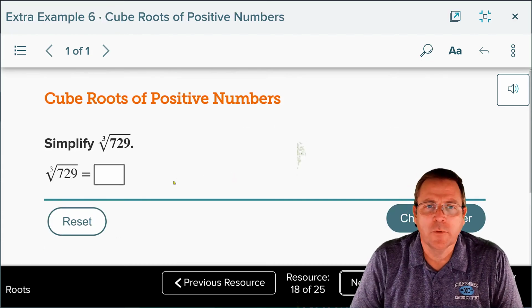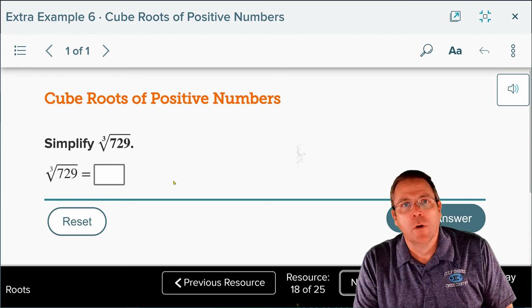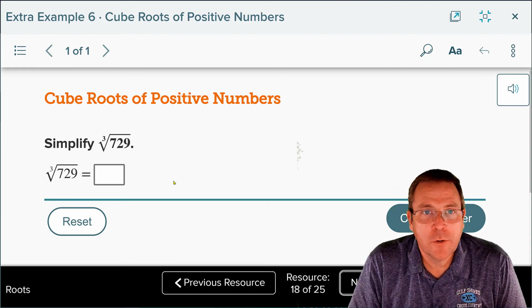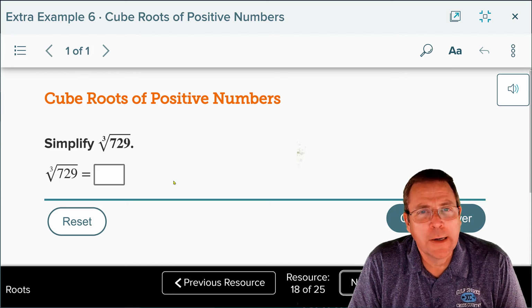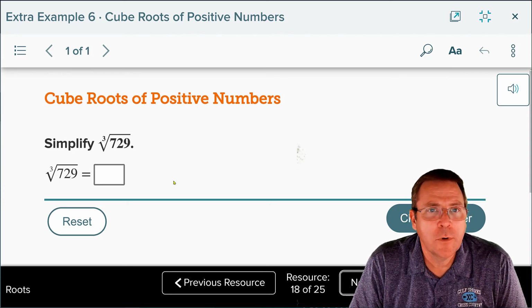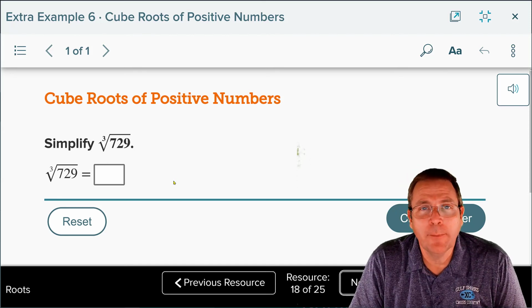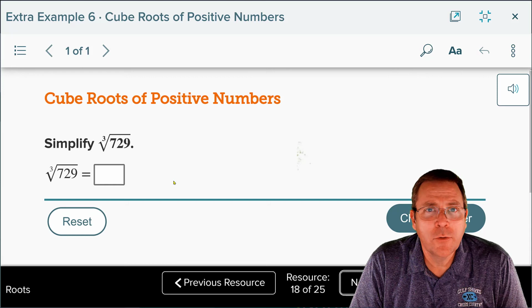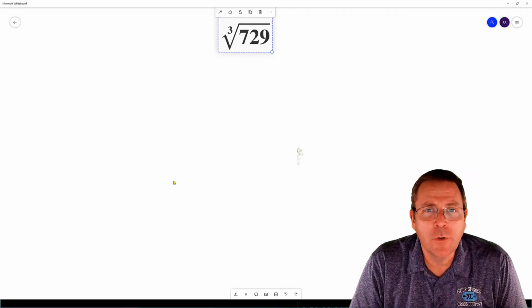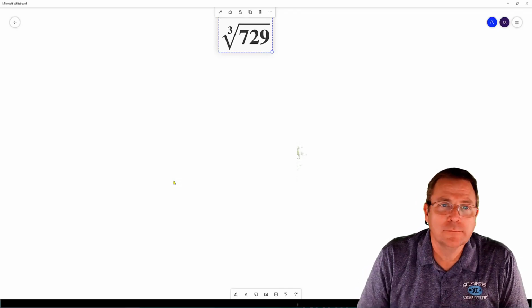Once again, it's going to be your turn. This one's going to be pretty tough. Let's see if you can do it without a calculator. Figure out what number times itself 3 times is going to equal 729. I'll make you a deal. You do it without a calculator, and I will do it without a calculator as well. Okay, it's my turn to do it.